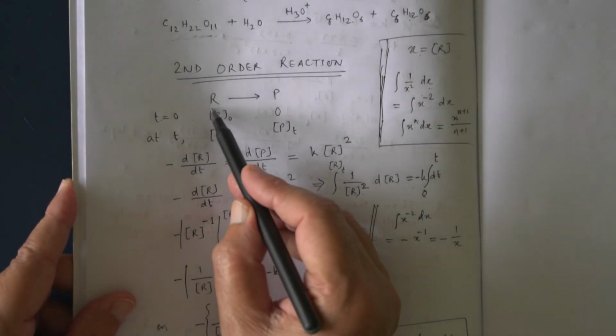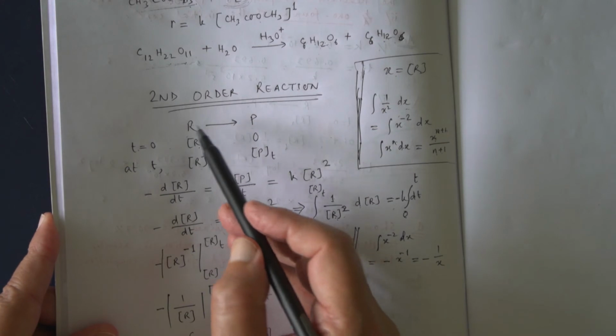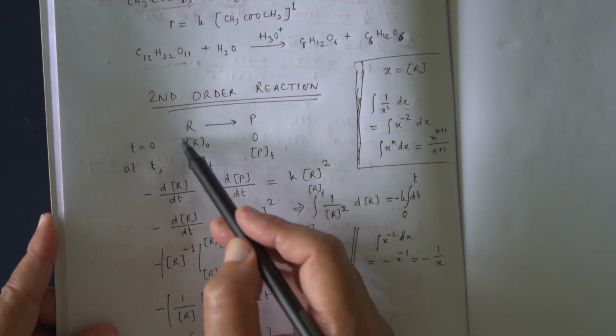Now we are talking about second order reaction. We have considered one type of second order reaction where we have only one reactant.